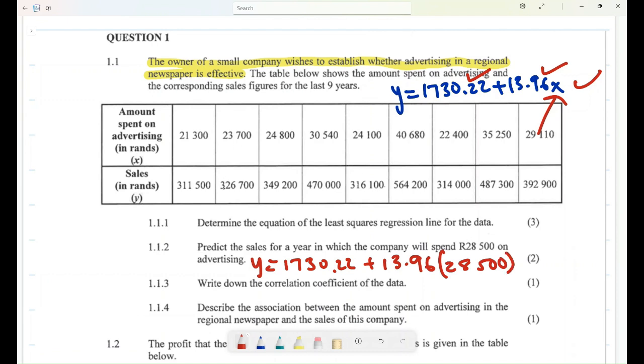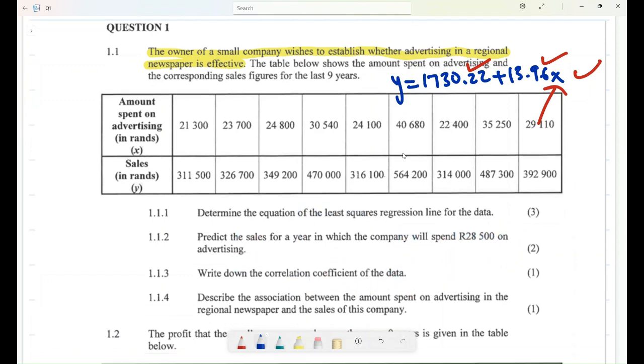Remember it is in rand here, but either way that's not important. Then the value that you get there should be 399,599.64. I'm not sure if I'm reading that correctly, so if not, I'm sorry. This is the amount you get. There is 1 mark for substituting and 1 mark for the final answer. Very straightforward.